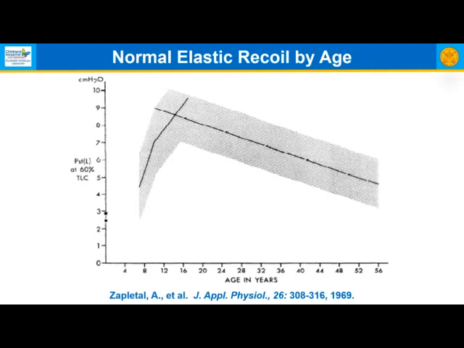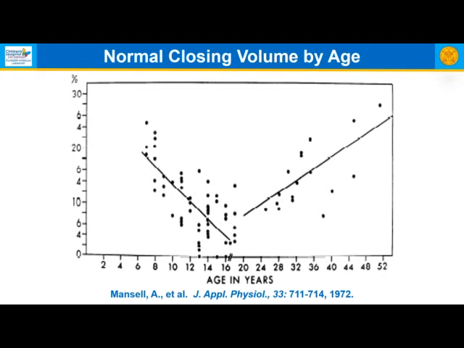But as one ages, you lose alveoli and therefore lose elastic recoil. So this is the normal curve of elastic recoil versus age. This is the normal curve of closing volume by age, and you can see it's the reciprocal. Closing volume is high when elastic recoil is low. Closing volume is lowest, meaning best, when elastic recoil is the highest. And then as one ages, elastic recoil decreases and closing volume increases.